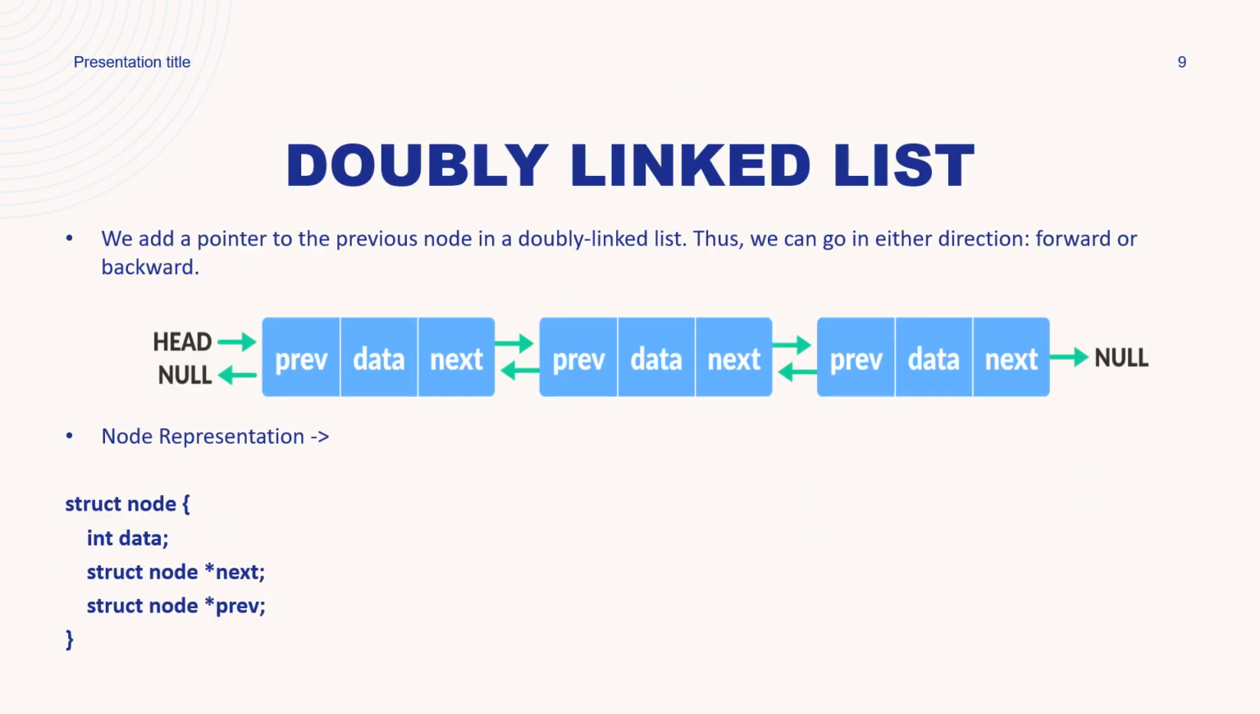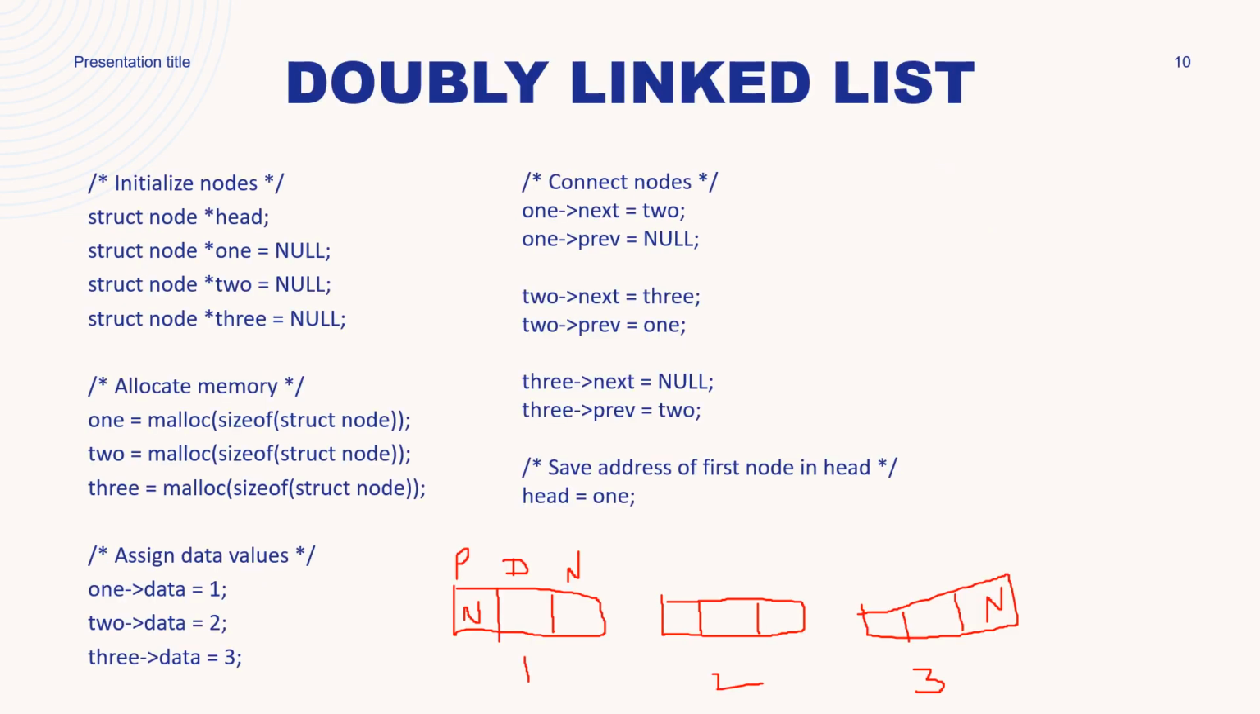Now, doubly linked list. A doubly linked list contains three fields: previous, data, and next. As we add a pointer to the previous node in the doubly linked list, we can go in either the forward direction or the backward direction. The node representation of this doubly linked list is: data, struct node next pointer, and struct node previous pointer. So this is the doubly linked list algorithm, we can say.